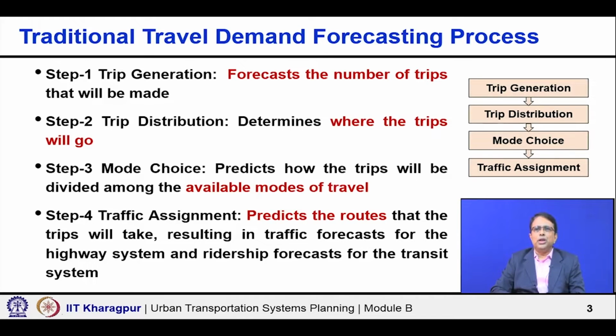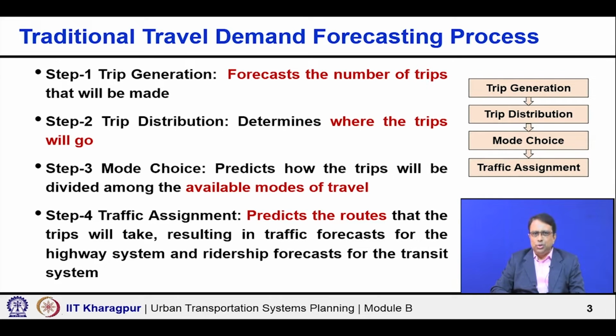So, we know completely the origin and destination of the trip. Then in step 3 or stage 3, whatever you say, which is called the mode choice, we try to predict how the trips will be divided among the available modes of transport.